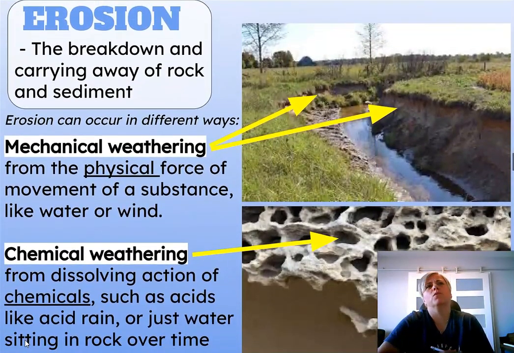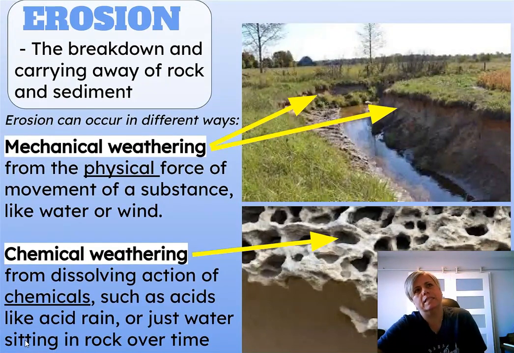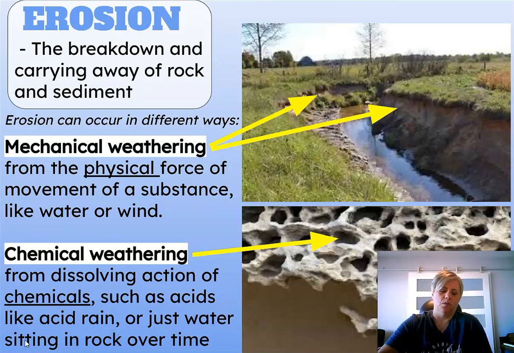All right, so what is erosion? Erosion is the breakdown and carrying away of rock and sediment. Larger chunks of rock break off due to the force of water. If it's the force of water, then we're talking about mechanical weathering. Mechanical weathering is kind of like, if you took a hammer to something, that force starts to break it down. Physical force.